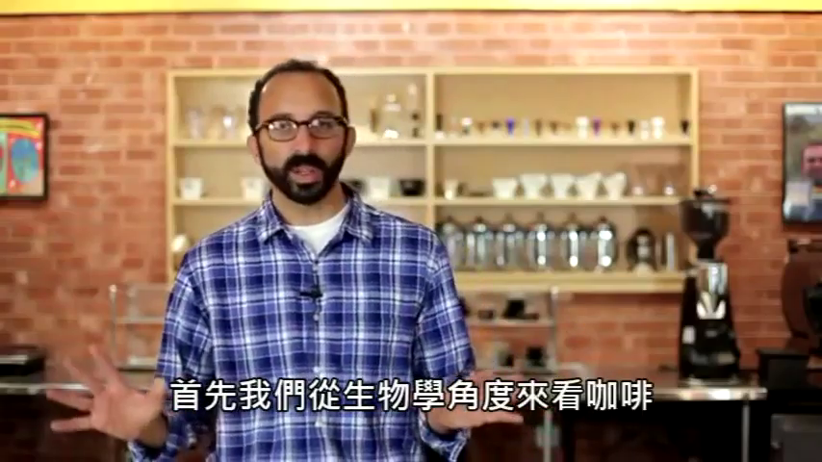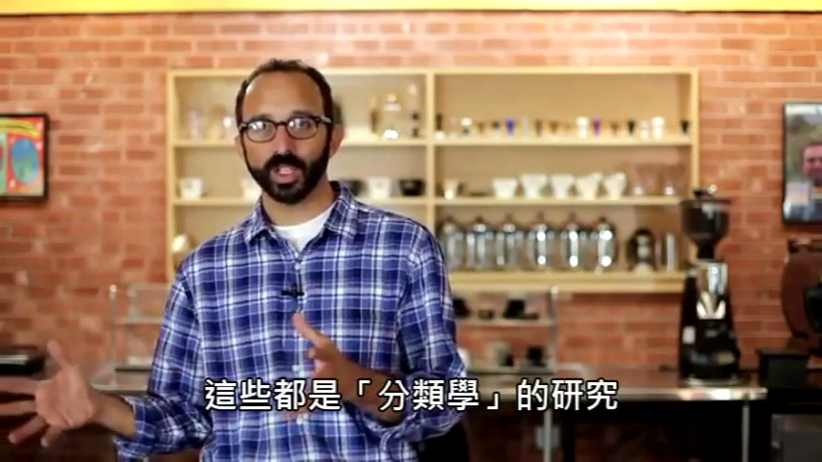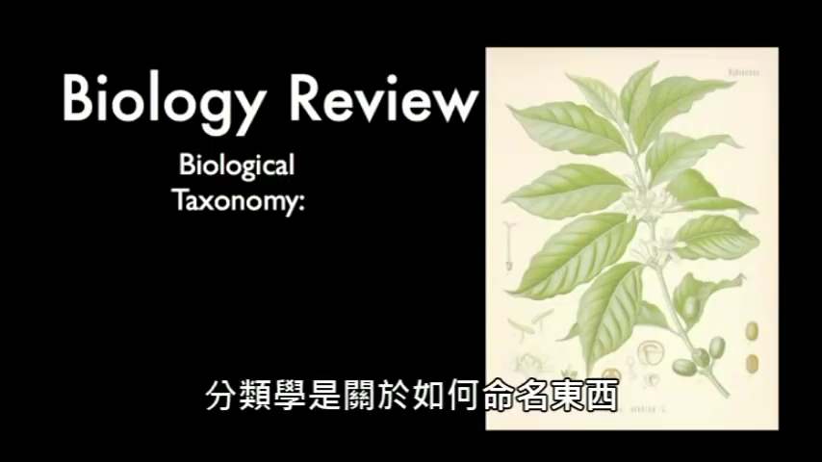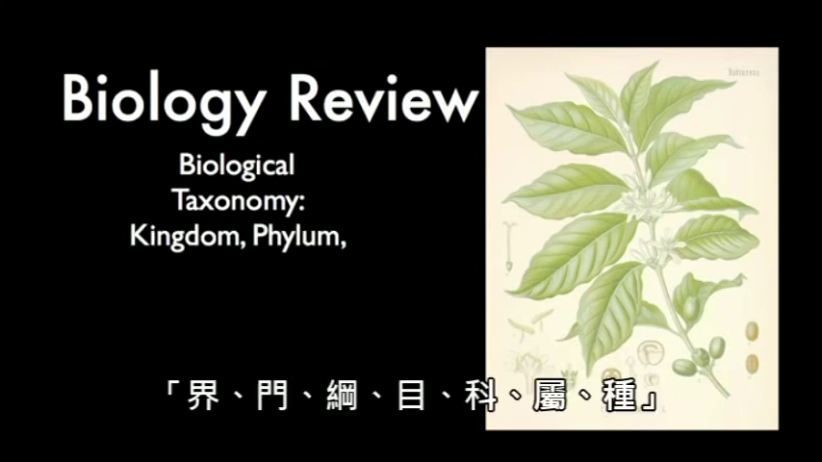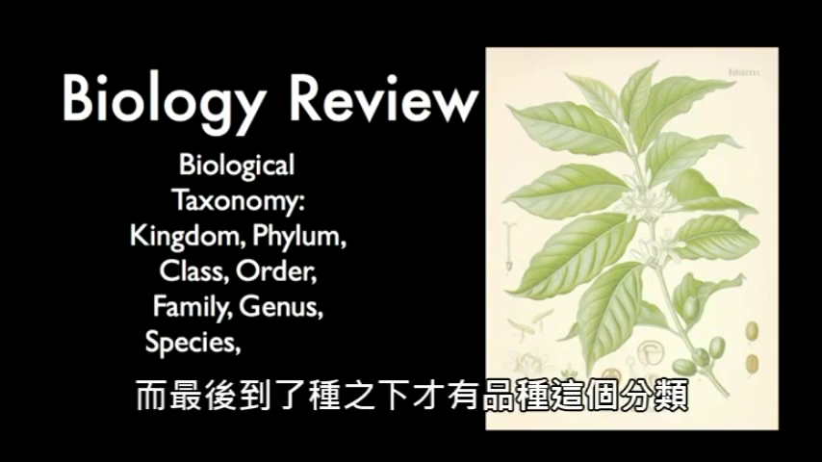Let's start with a little bit about how biology works. And in fact, a division of biology, a study called taxonomy. Taxonomy is the study of how you name things. So the biological taxonomy works like this: kingdom, phylum, class, order, family, genus, and species. And then finally, after species comes variety.